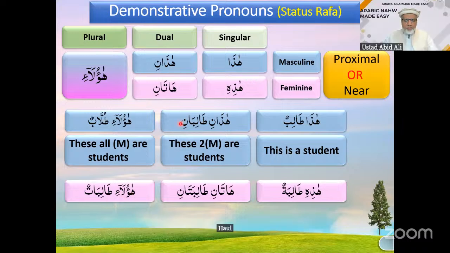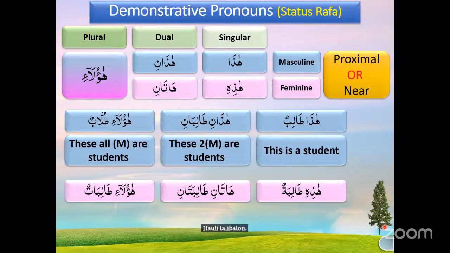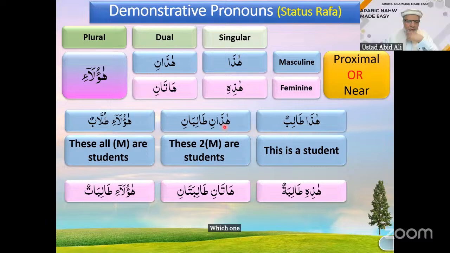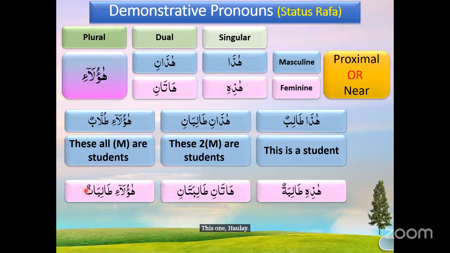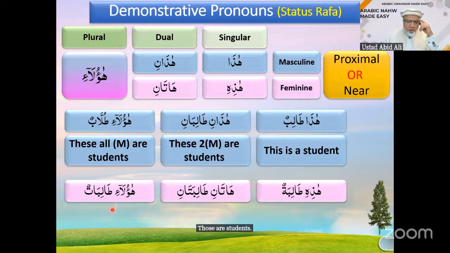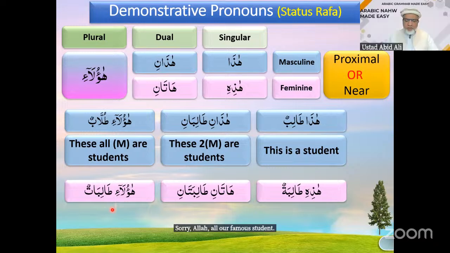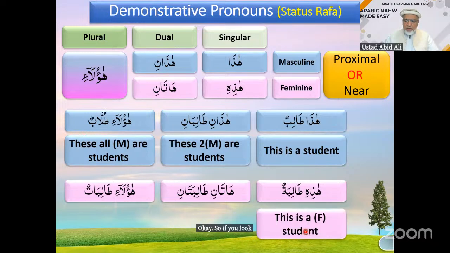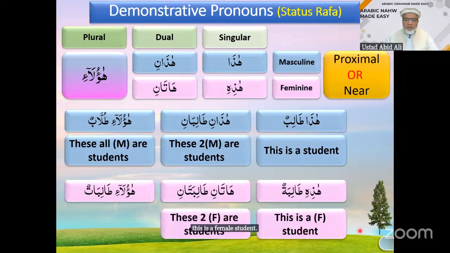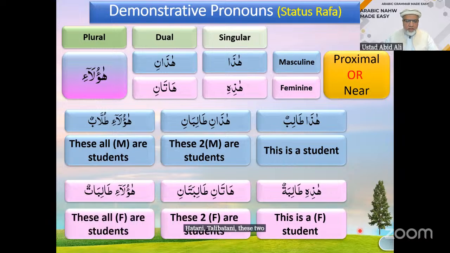Haulai talibatun. Which one is it? This one. Haulai talibatun. That means those are students. Those all are female students, right? Yes. Jazakallah khair. Okay. So if you look at the translation, hazihi talibatun is this is a female student. Hatani talibatani, these two females are students. And these all females are students, right?